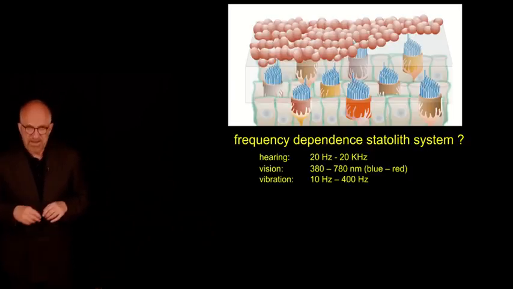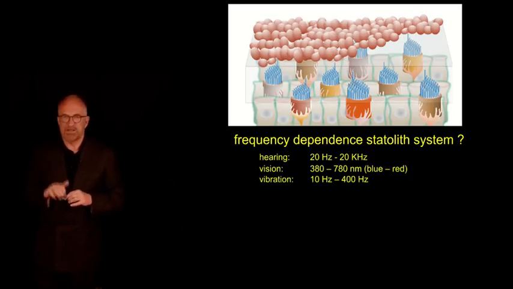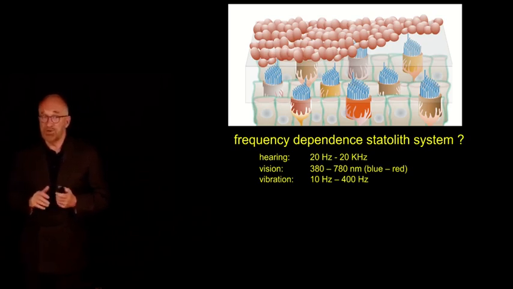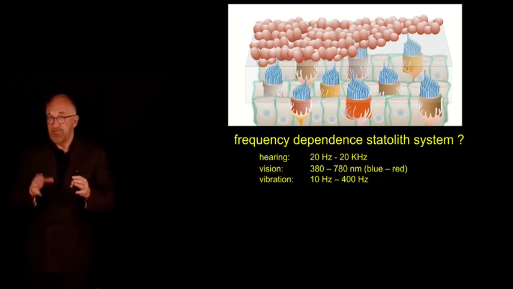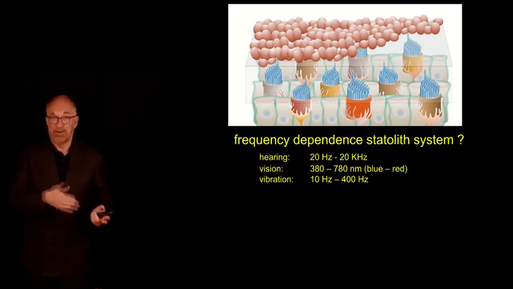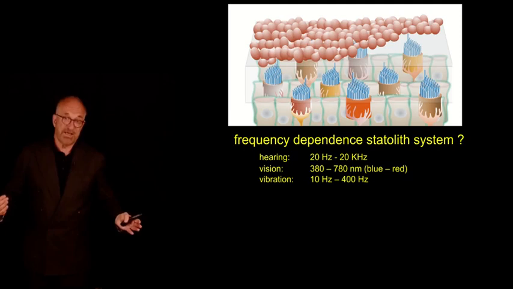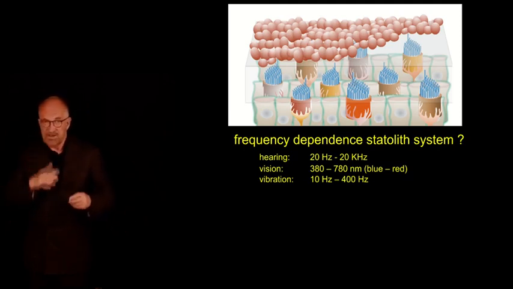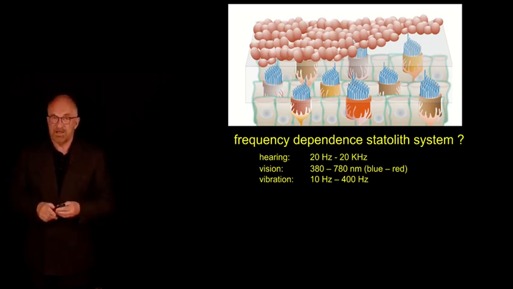Now, what is the frequency dependence of this otolith or statolith system? It's important to know that because we know that all the sensory systems have a limited sensitivity for different frequencies. For example, hearing, you hear only tones between 20 Hz and 20 kHz roughly. If you look at the visual system, you have different frequencies of lights that you can see. That means different wavelength from 380 to about 780 nanometers, seeing blue and red, but you don't see infrared and you don't see ultraviolet. Vibration, there's also an optimum that is between 10 Hz and 400 Hz.